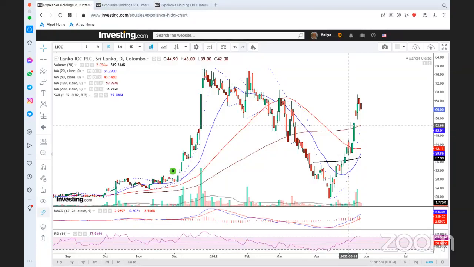But there are no hard and fast rules. If we want to look at the hourly chart or shorter time frame charts, and if we feel confident that these are the levels that we should be placing our buy orders, we can do that, right? So that's for LIOC. Similarly, we can make use of the same strategy, same idea, for any stock.